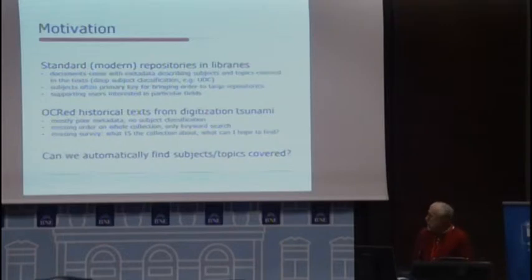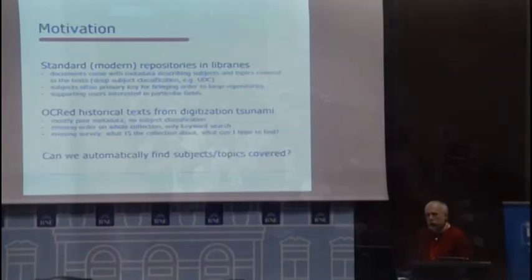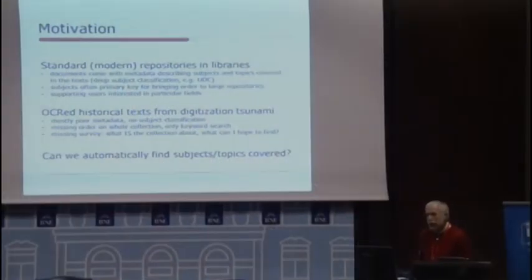Now, when you compare this situation with OCRed historical text from the recent digitization tsunami, as I would like to call it here, then you will see that these documents typically come with very poor metadata, and they do not have a subject classification. This means that there's a missing order on the whole collection, and essentially we only have keyword search to find what we are interested in. And we do not have any kind of survey of what a collection is about and what the topics are that can be found in the collection. And this is, of course, not a completely satisfactory situation.